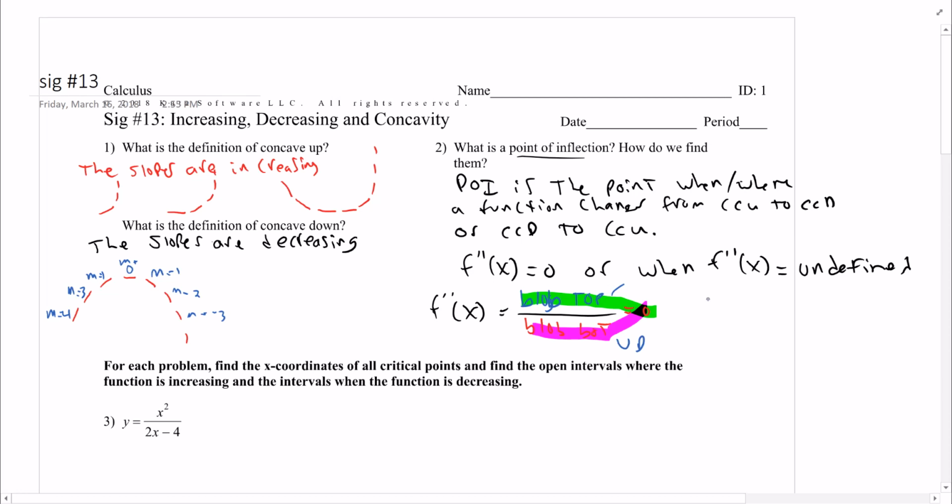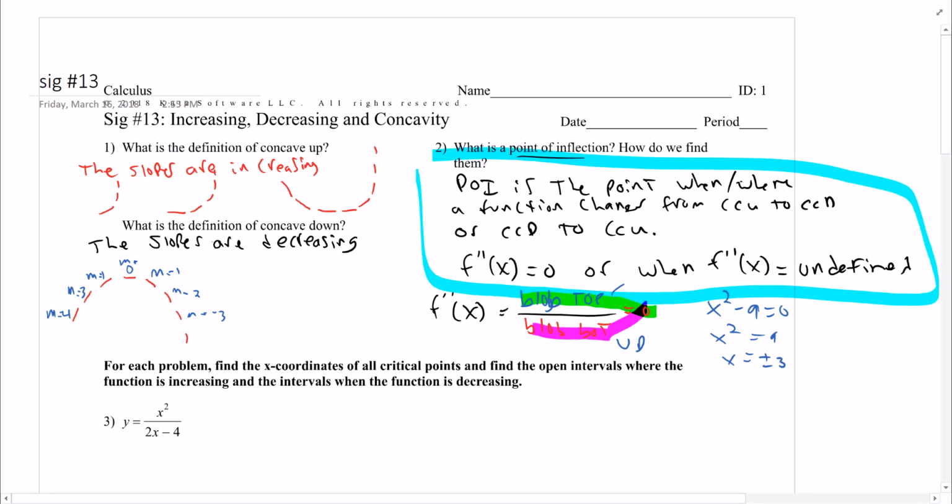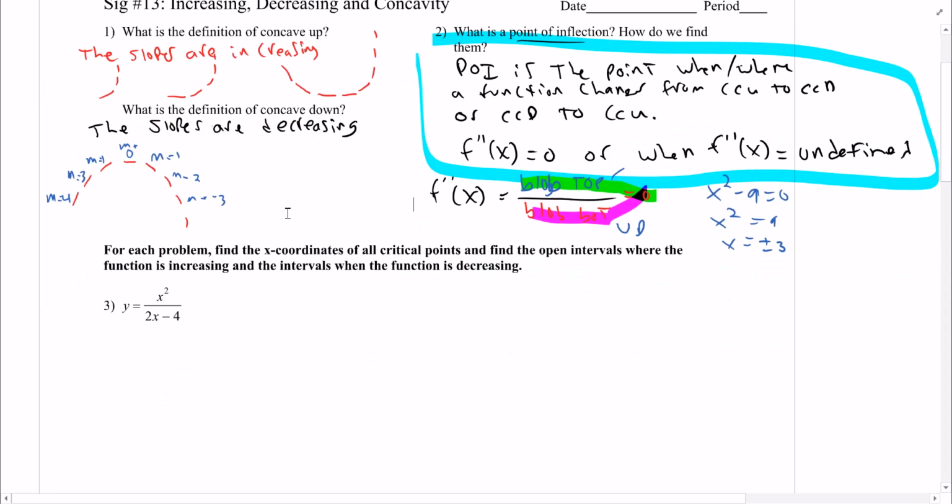And so you'd set it equal to 0, maybe you get something like this, and you would solve this, right? You'd add 9 to both sides, take the square root, and get plus or minus 3. Okay, so that's what you're expected to say for this question. I was just trying to show you the rest there.